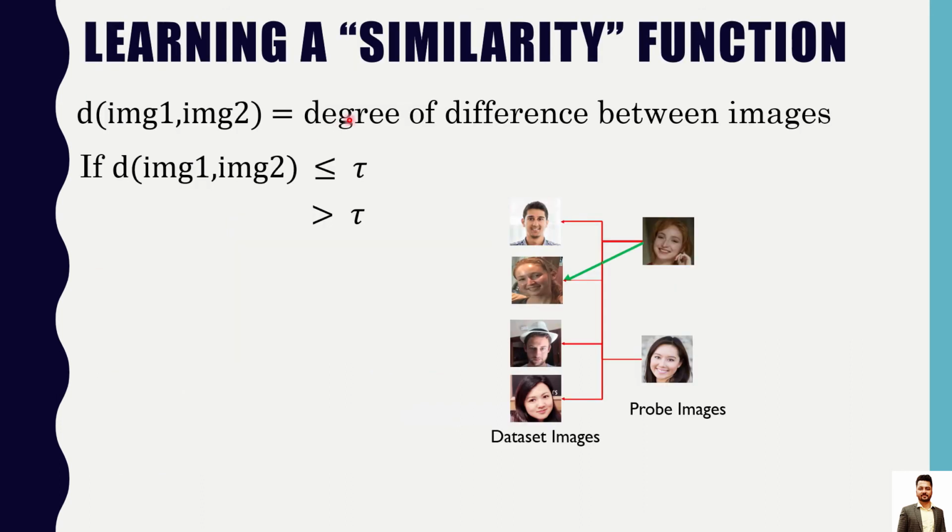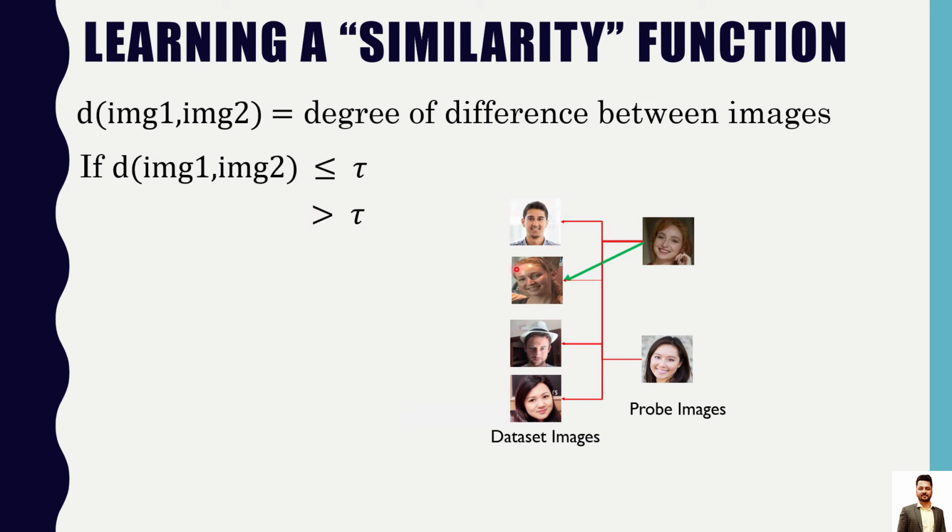So let's say that you want to check the similarity, right? Learning a similarity function. You have to see what is the difference between two images. It is the degree of difference between images, and it has to be compared with, let's say, a threshold value of tau. If it is less than that value, the two images are of the same person, and if it is greater than tau, the person is different and the person does not exist in the dataset.